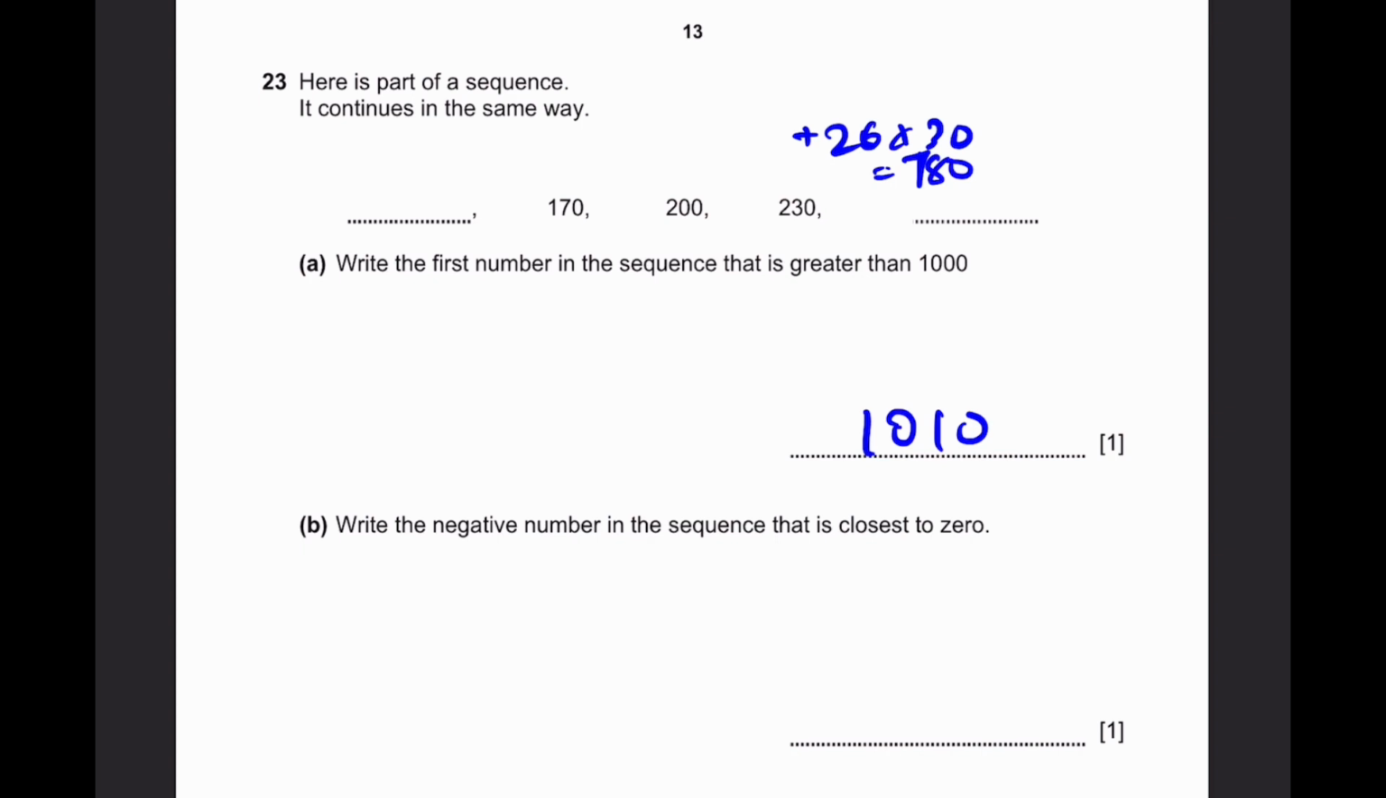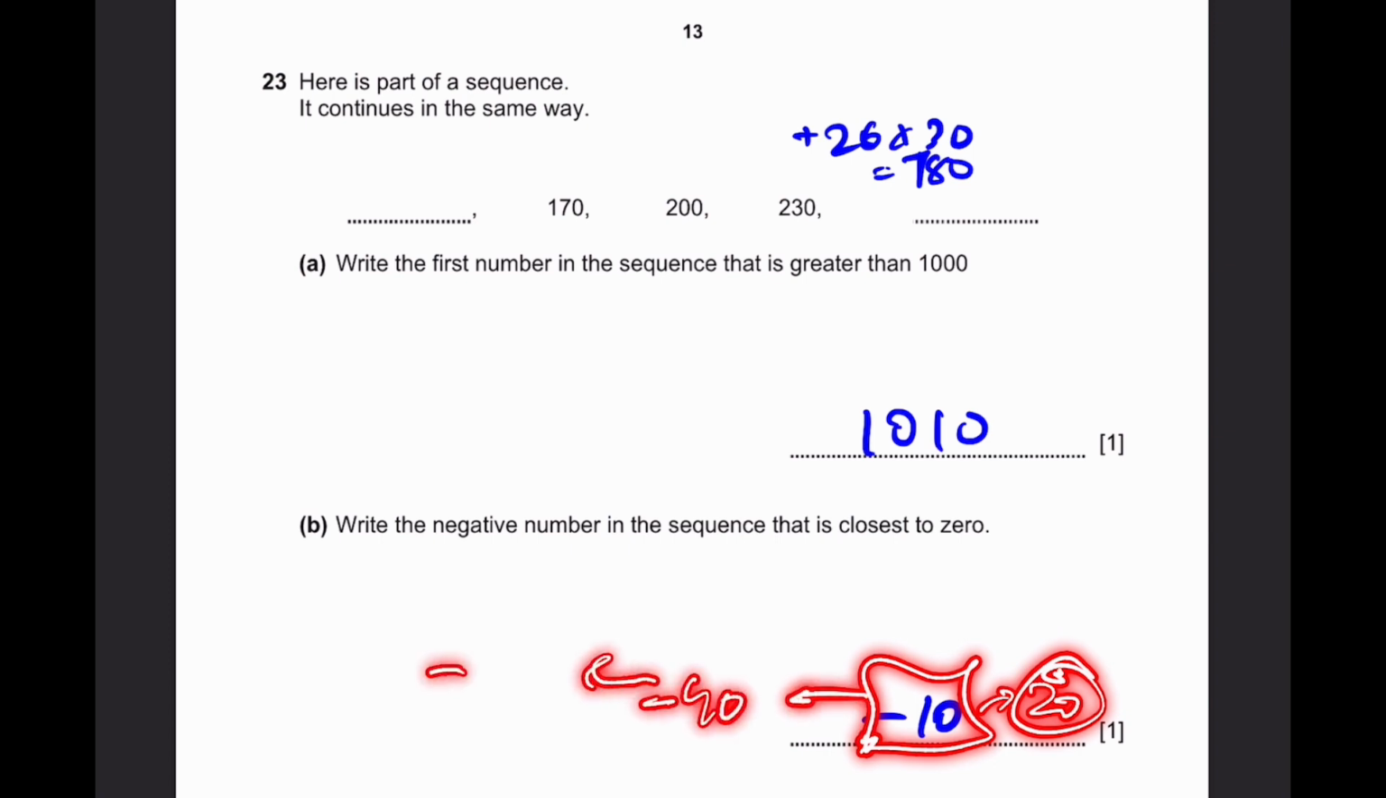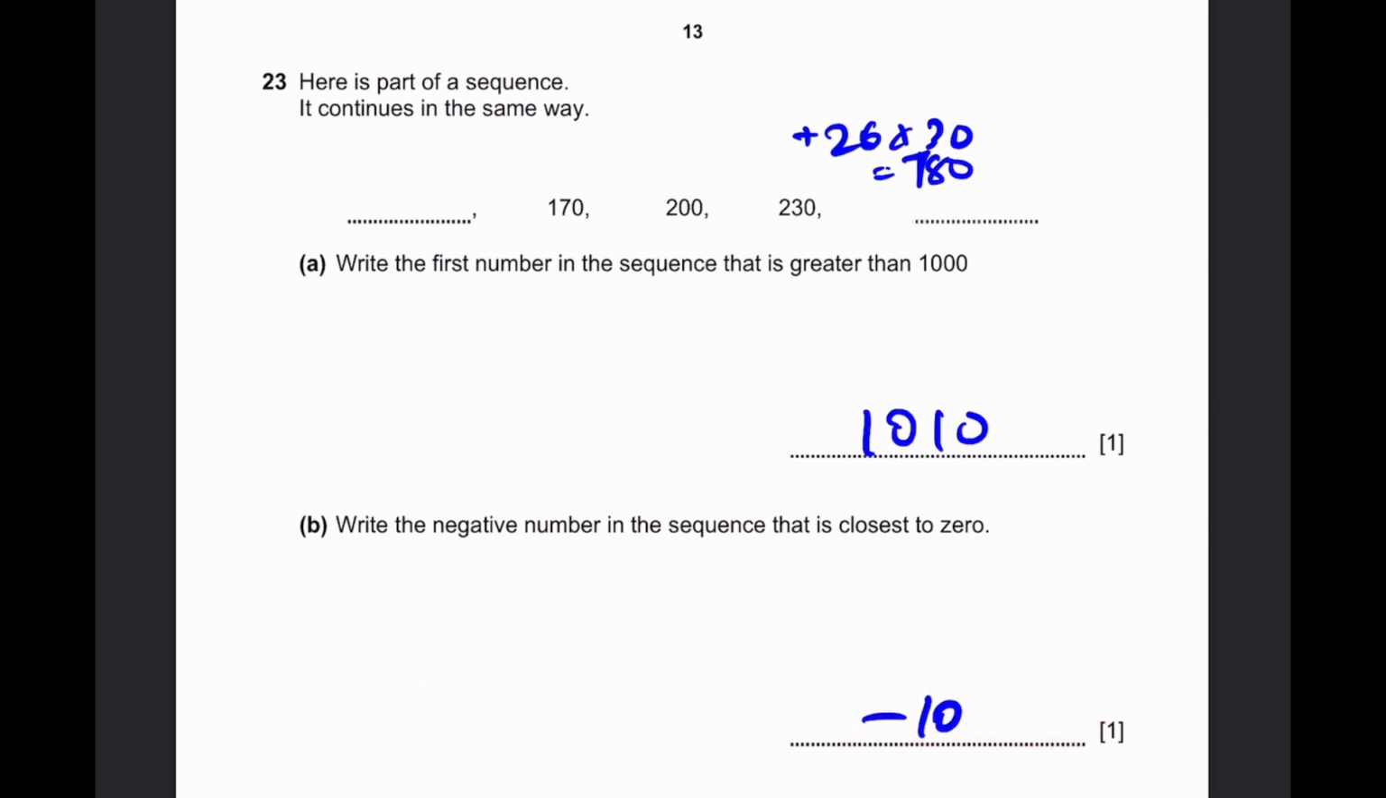B, write the negative number in the sequence that's closest to 0. This means the last negative number in the sequence. So we subtract 6 times 30, which is simply subtracting 180. We will get negative 10. And that is the value closest to 0 because the one right after that is 20 and that's positive. But this is negative and that's close to 0 since the rest will go negative 40, negative 70, they go further. That's the answer.